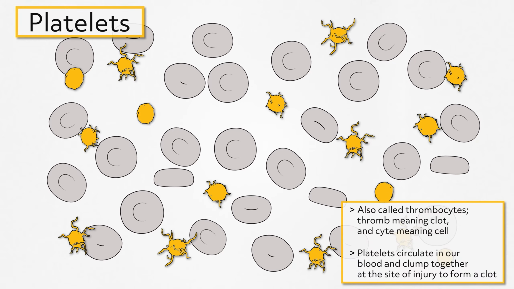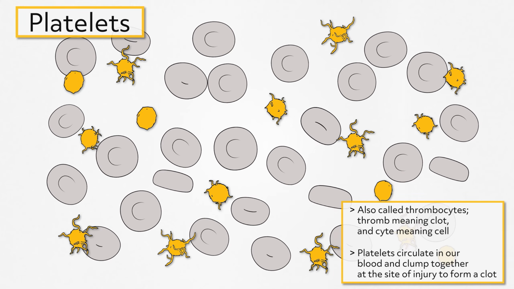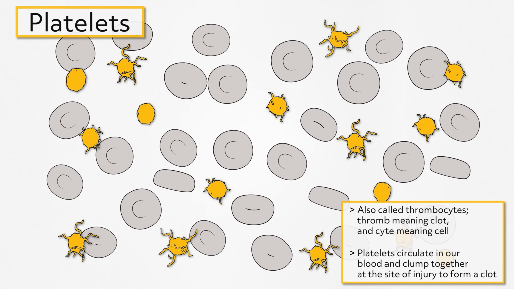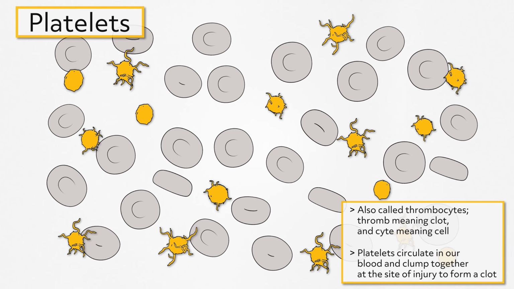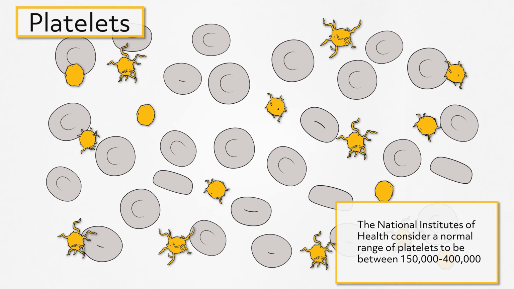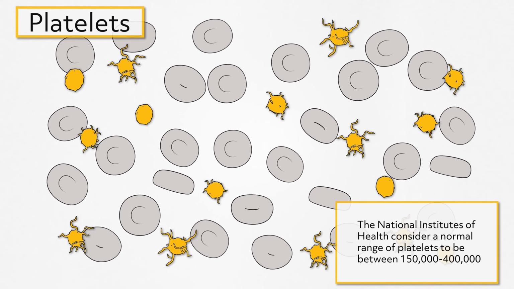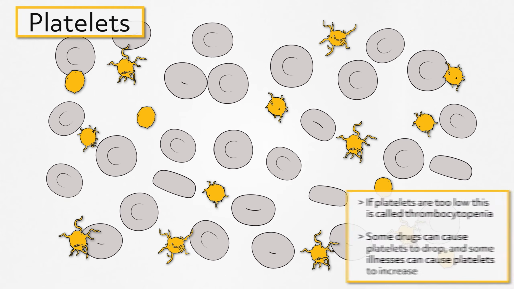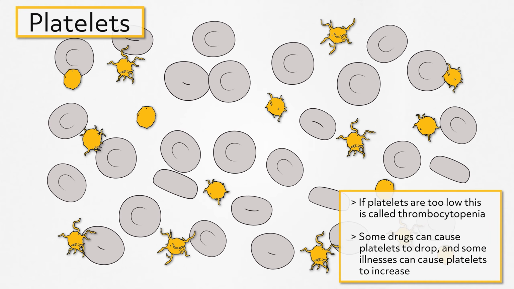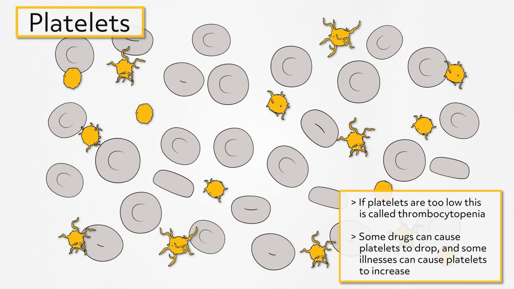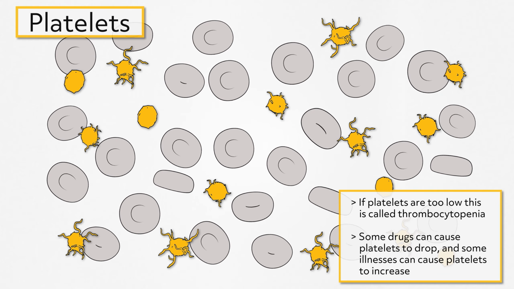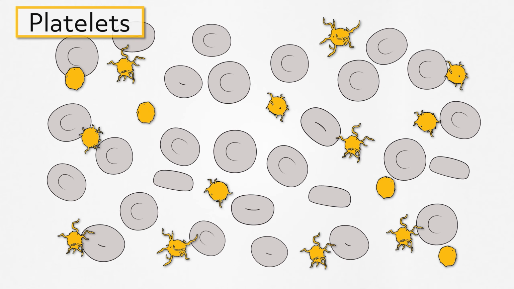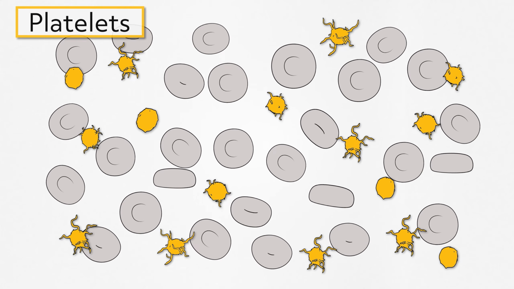Platelets are also called thrombocytes. Thromb meaning clot, and cyte meaning cell. Platelets circulate in our blood and clump together at the site of injury to form a clot. The National Institutes of Health consider a normal range of platelets to be between 150,000 to 400,000. If platelets are too low, this is called thrombocytopenia. Some drugs can cause platelets to drop, and some illnesses can cause platelets to increase. Again, we don't want these to be out of balance, which would cause too much clotting or not enough.